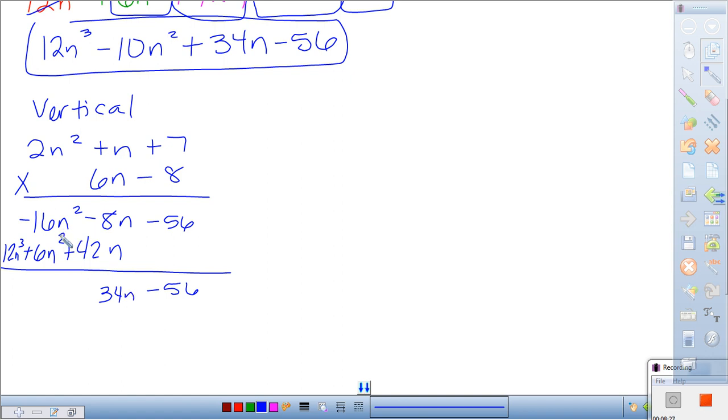And then we have negative 16n squared and positive 6n squared. So we end up with negative 10n squared because of that negative 16. And finally, we bring down the 12n cubed. So either way, we end up with 12n cubed minus 10n squared plus 34n minus 56. And that is it for lesson 9-3.